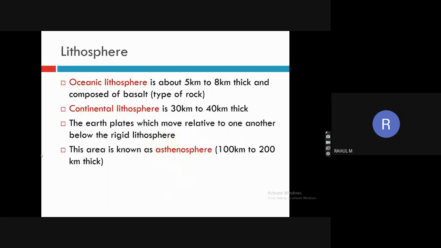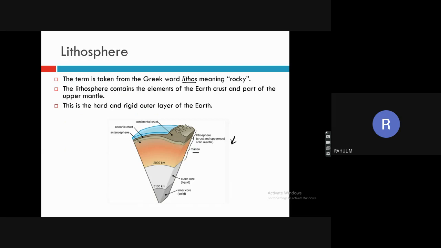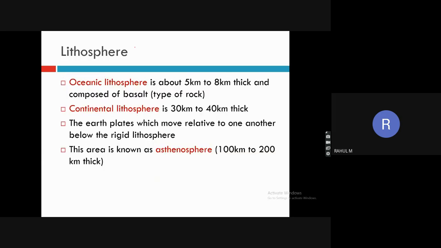Right now, this lithosphere, you can classify into two regions. There are two types of lithosphere. The first one is your oceanic lithosphere, and the second one is continental lithosphere. So this is important. One is oceanic lithosphere, and it is about 5 kilometers to 8 kilometers thick, and is composed of basalt. Make a note of this one.